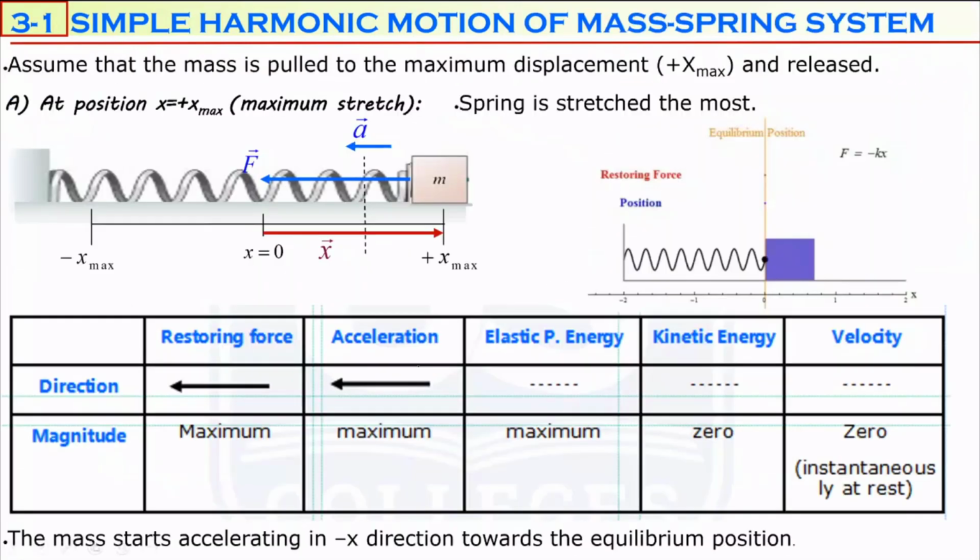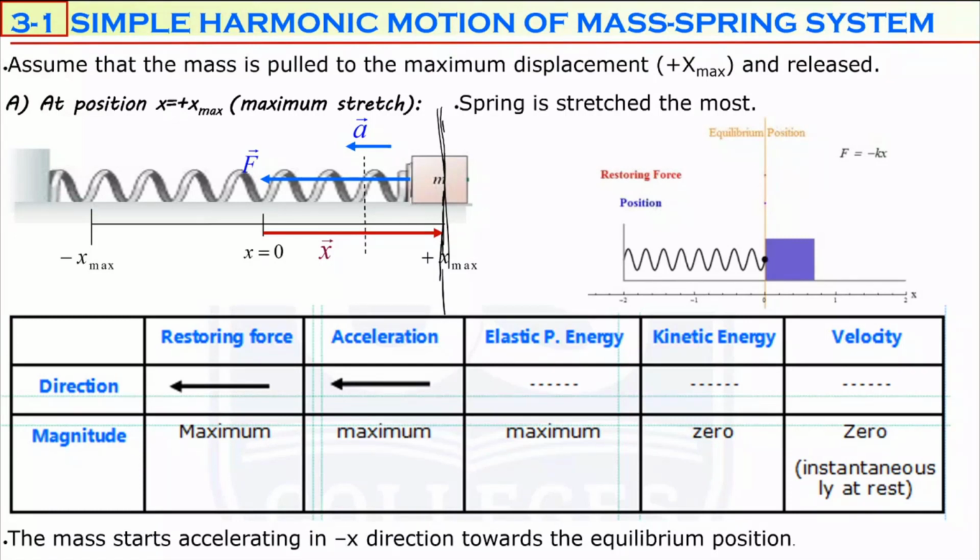So the first position is, assume that the mass is pulled to the maximum displacement, x maximum, and released. Of course, remember, if the mass-spring system is not vibrating initially, you have to apply some force. You should pull this object to some distance and then release it. That's the point when you release it. Okay, you are going to pull it and release it. What happens when you release this object?